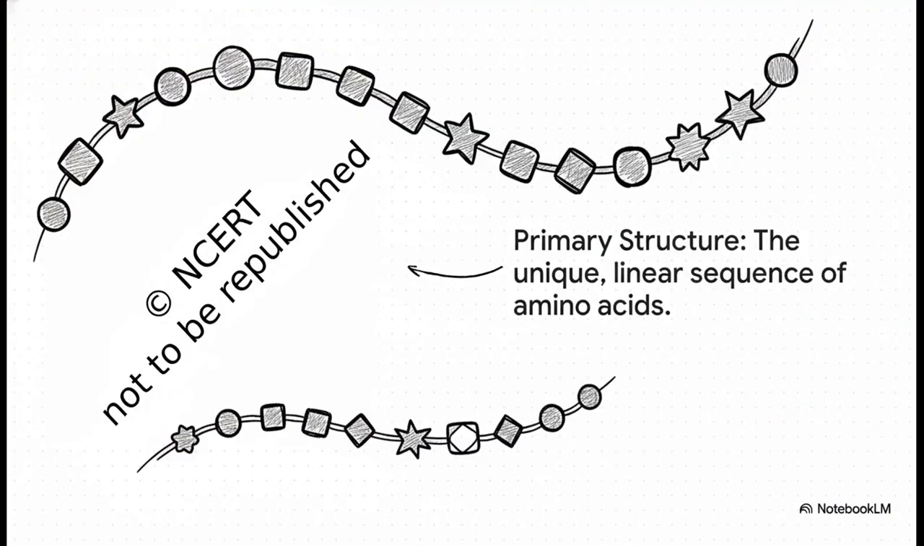It all starts with the primary structure. This is simply the sequence of amino acids, one after another, like beads on a string. And this sequence is everything. It dictates all the folding that's about to happen. It basically spells out what the final protein is going to become.